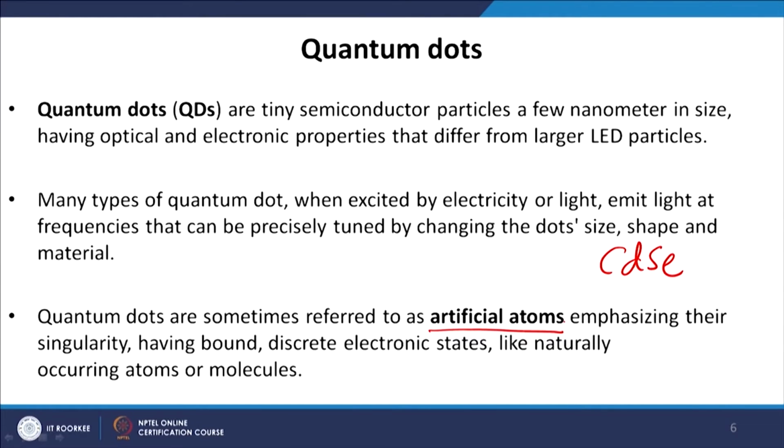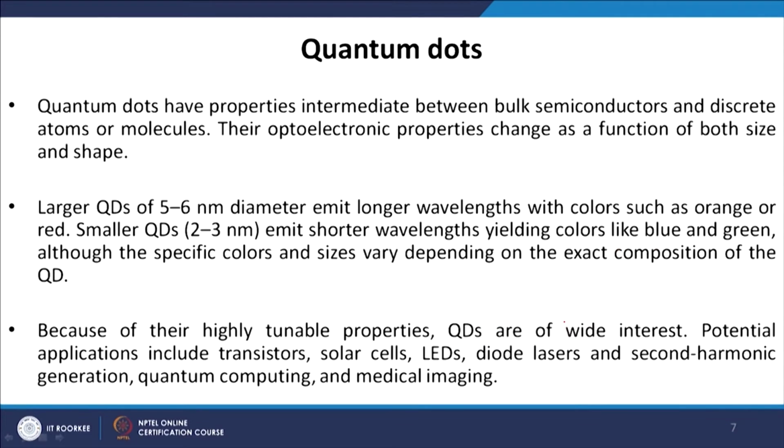Quantum dots are sometimes referred to as artificial atoms, emphasizing their singularity, having bound discrete electronic states like naturally occurring atoms or molecules. Now, we know that in atoms or molecules we have discrete energy states. In quantum dots the energy states are also discrete. So, that is why they are sometimes called artificial atoms. Quantum dots have properties which are intermediate between bulk semiconductors and discrete atoms or molecules. Now, if I have a single atom or molecule of zinc oxide and if I have bulk zinc oxide, there is a huge difference in their properties.